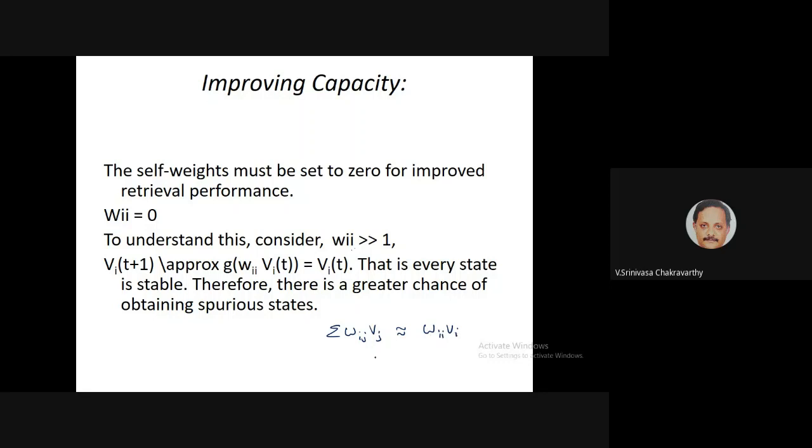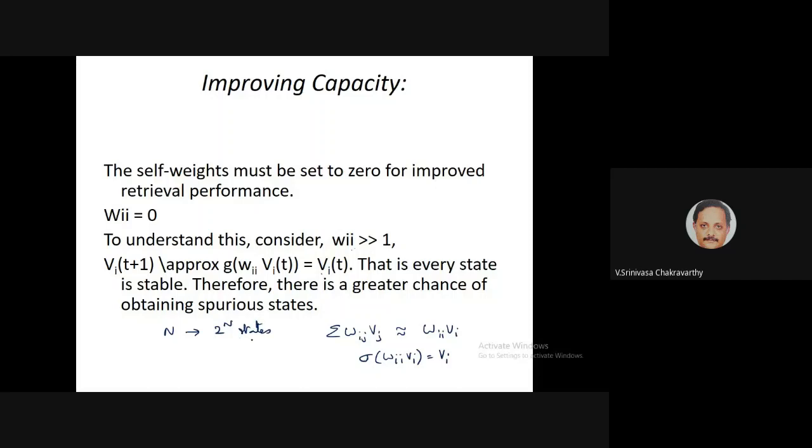And it's positive. So therefore, sigma of W_ii V_i simply equals V_i, since W_ii is a large positive number and sigma is a sign function. Which means every state is stable. No matter what your V_i is, that comes out as output, because basically only the ii term dominates, and all the other interaction terms get neglected. So every state becomes stable, which means every state is a spurious state. If you have n neurons, then there are 2 power n states, and every state is stable.